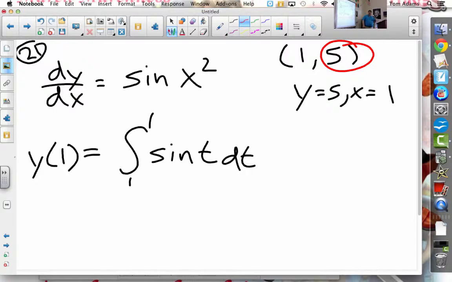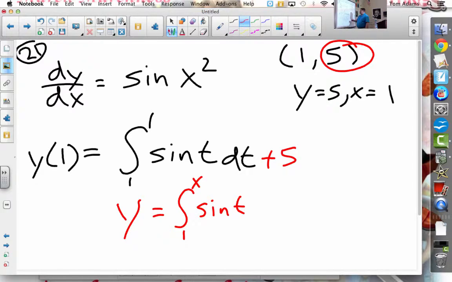So for the equation, we want to rewrite y of 1 as some sort of variation of x. y of 1 is really this plus 5. So my equation is really y is equal to, using the fundamental theorem of calculus, the integral of sine t squared dt plus 5. That is the function. Ta-da, we're done. That's it. So this is the function.